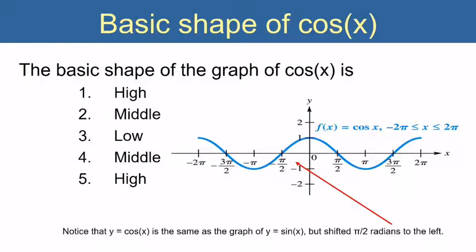Now the funny thing is that if you were to start back here, you'd pick up the sine pattern. See, if you start back here at negative pi over 2, you get middle, high, middle, low, middle. That's the sine function if we start back here, but it's the cosine function if we start here at the axis. So one way you can say that is the cosine function is the same graph as the sine function, but shifted pi over 2 radians to the left. The cosine is just the graph of sine that's been shifted pi over 2 to the left.